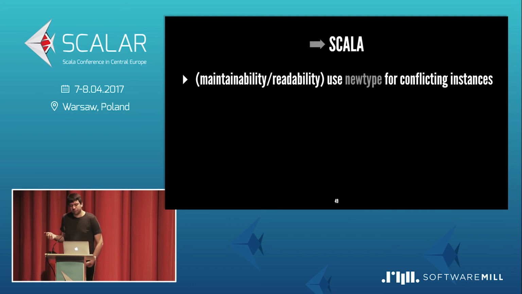So for maintainability and readability, use newtype for any conflicting instances, if it makes sense. In some other cases, it's fine to have multiple conflicting instances if you can be sure that your library user is going to be aware of the context the instances are going to be used in.